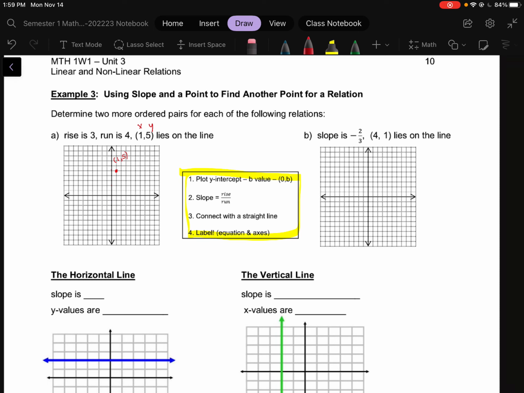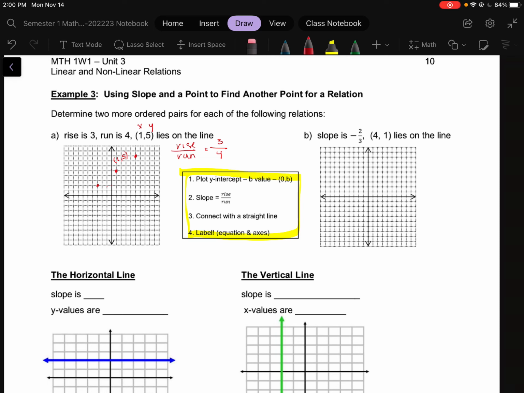And then from there, we're going to be doing our rise is 3 and run by 4. Because remember, we're doing our slope. So rise over run is equal to 3 over 4. Okay, so doing that, we're going to be going up by 3 and run by 4. So from that point, up by 3 and then run by 4. 1, 2, 3. And then make sure that you do the opposite to go down as well.